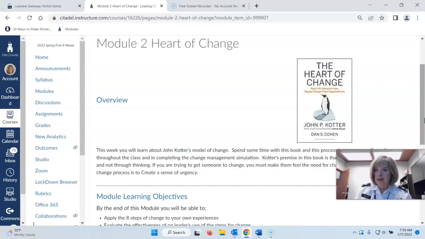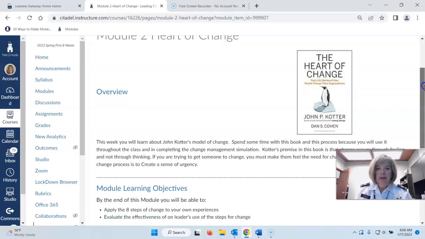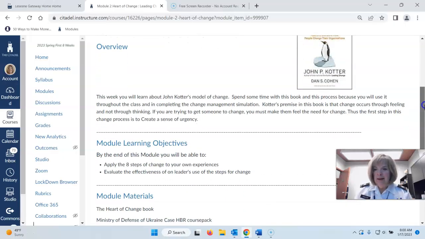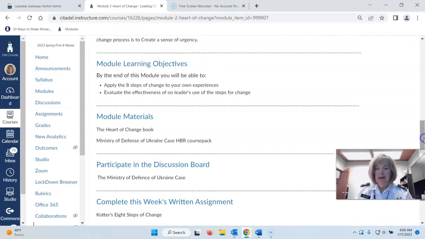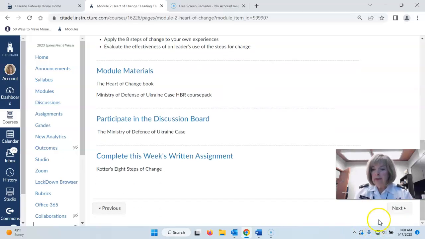So, the assignment this week is to read this book or go through the 8 steps and look at some of the examples, and then also to apply the 8 steps to a specific case. The Ministry of Defense of Ukraine case, which happens to be timely, I thought, because of what's going on in Ukraine right now. So we're all familiar with it and hearing about it in the news, although the case was written a while ago. So this is part of your Harvard Business Review case course pack, which hopefully you've all gotten at this point. I haven't checked to see.